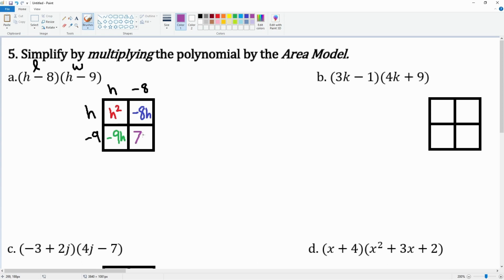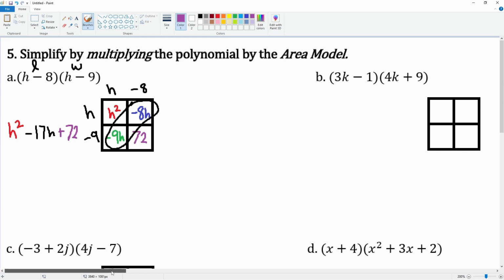There are some like terms, so we can combine these right here. Negative 9h and negative 8h does become something. So we can just write it out. H squared, negative 9h and negative 8h becomes negative 17h. And then you have the plus 72 here. So that's using the area model.